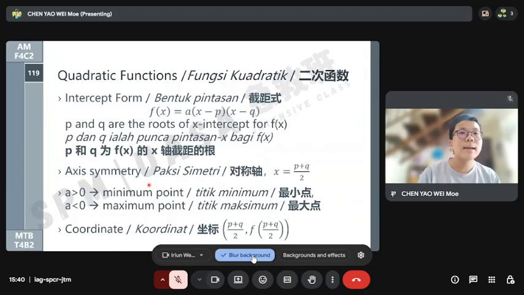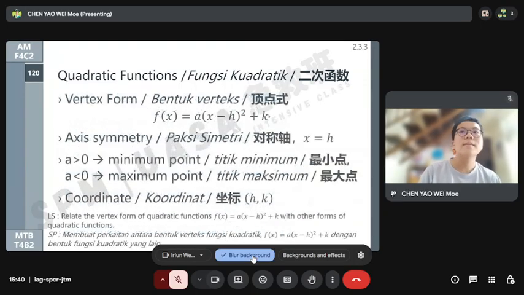Okay, the axis of symmetry is, please remember, x equals p plus q over 2. The same thing goes to the vertex. The first part is for the axis of symmetry. Very easy. This one no need to explain to you because this is for the intercept form.